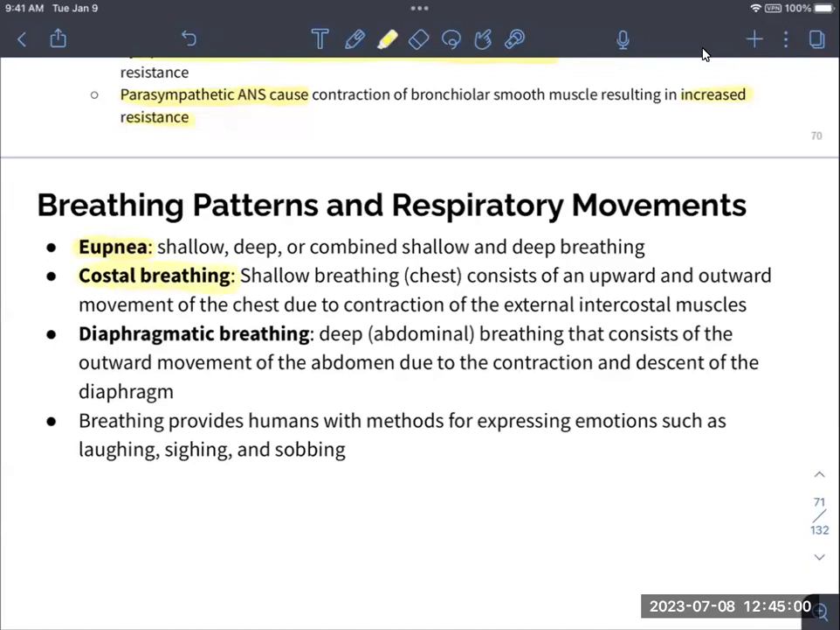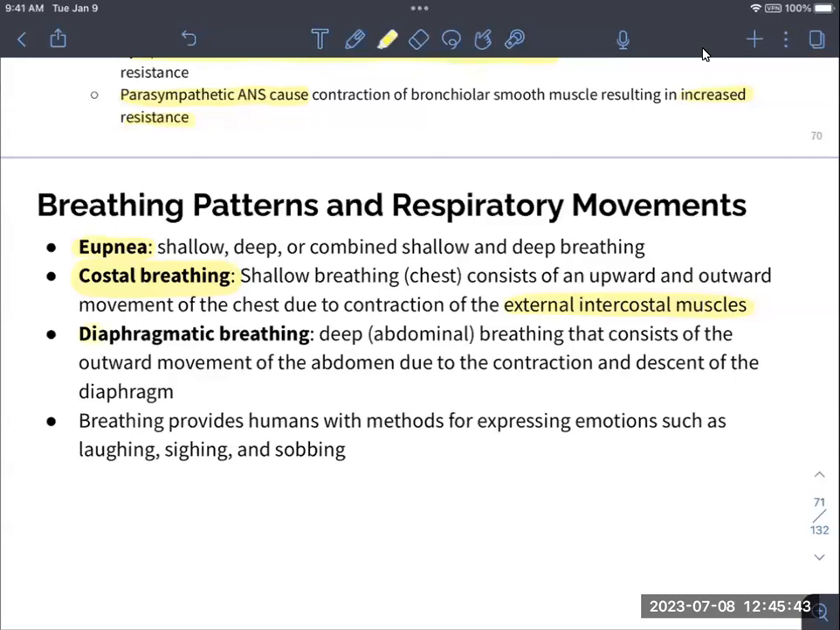Costal breathing is using those external intercostals more than the diaphragm to breathe. This specifically is due to vanity. You suck your stomach in, you want to make yourself look smaller than you are. It prevents the diaphragm from moving much, and it causes the ribs to expand more to breathe.